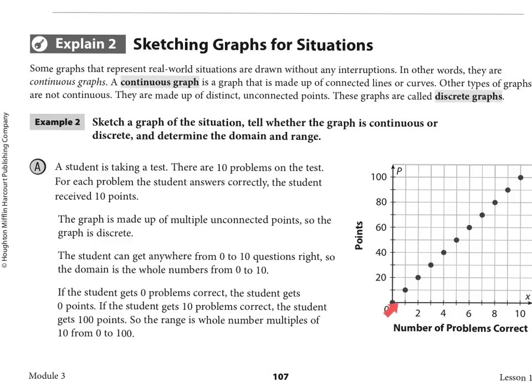So if I'm looking right here, what problem number am I talking about? I'm talking about problem 0.5. Is there a 0.5 problem? No, okay? It's problem 1, problem 2, problem 3, problem 4. That is a discrete function. You can't have fractions. You can't have what else? Decimals, okay? They're whole units, individual, distinct points. That is a discrete function.